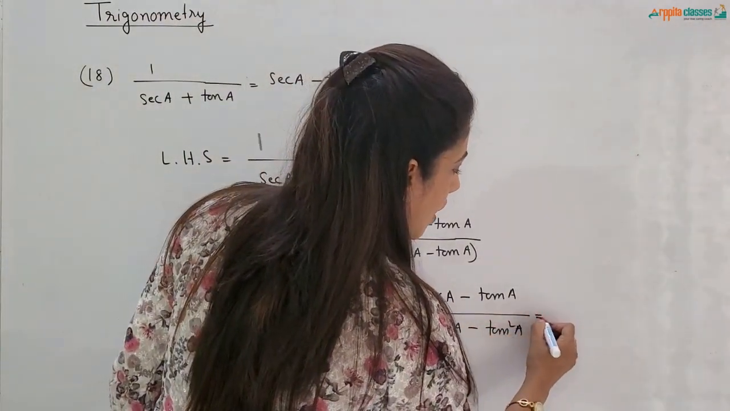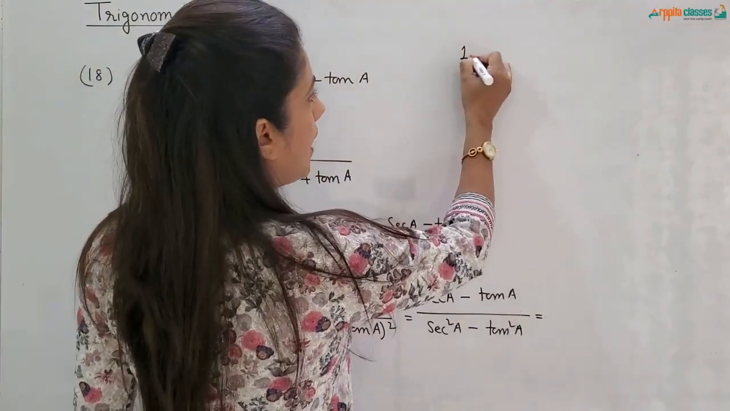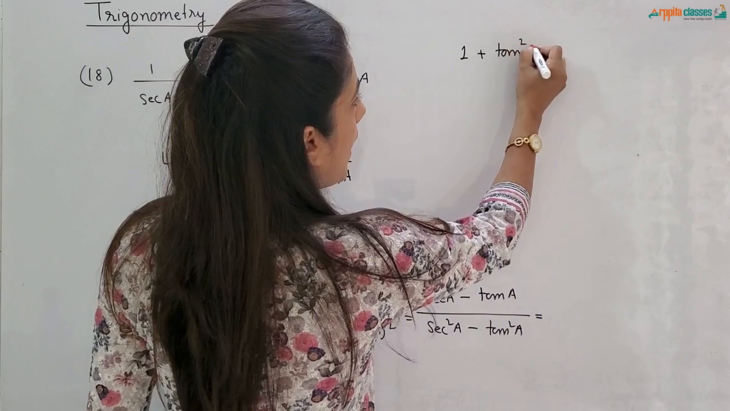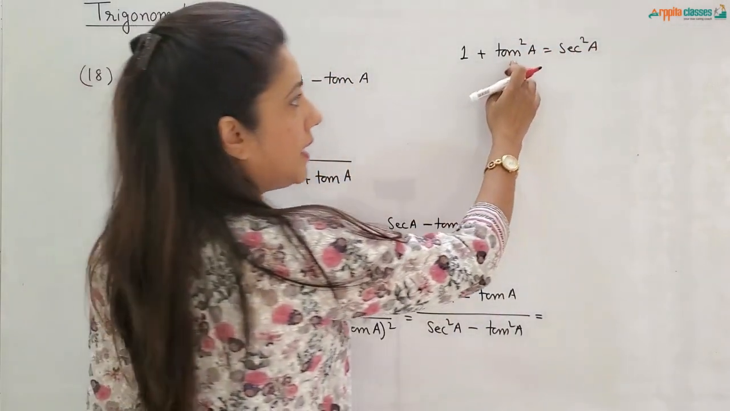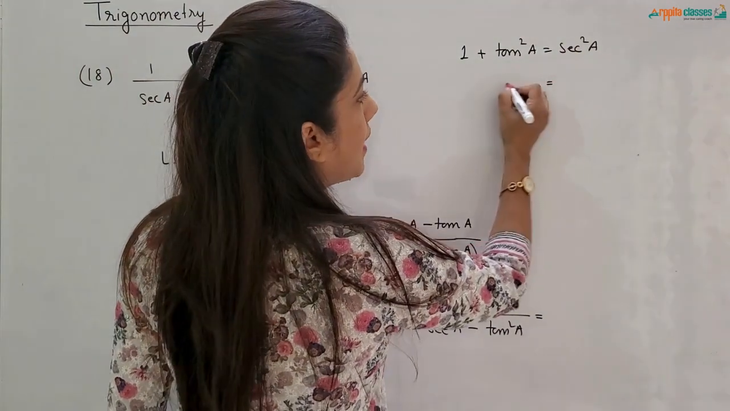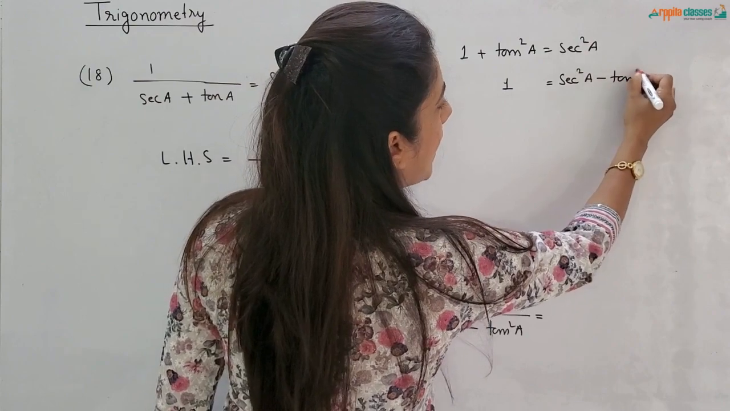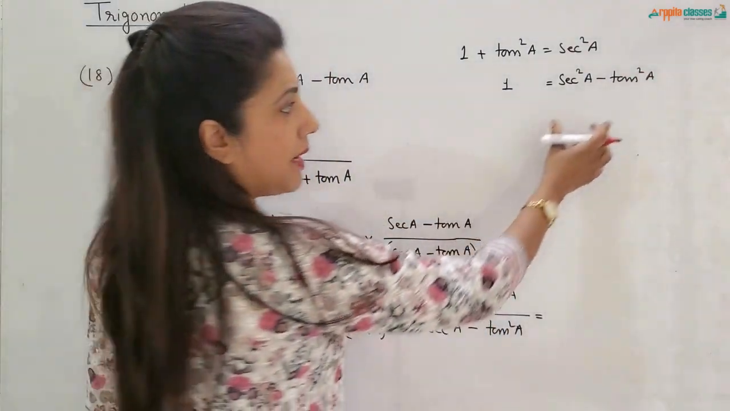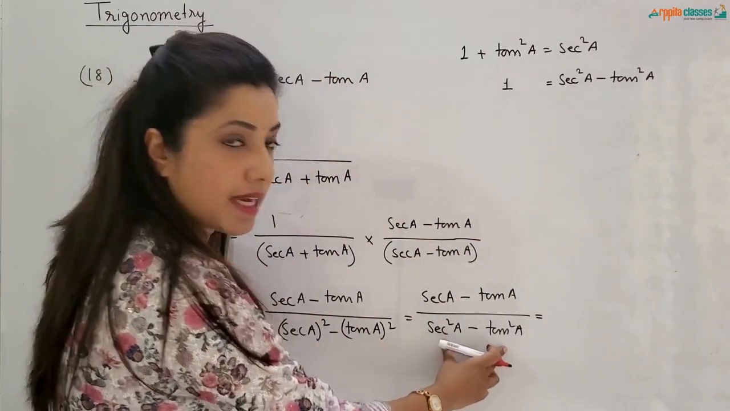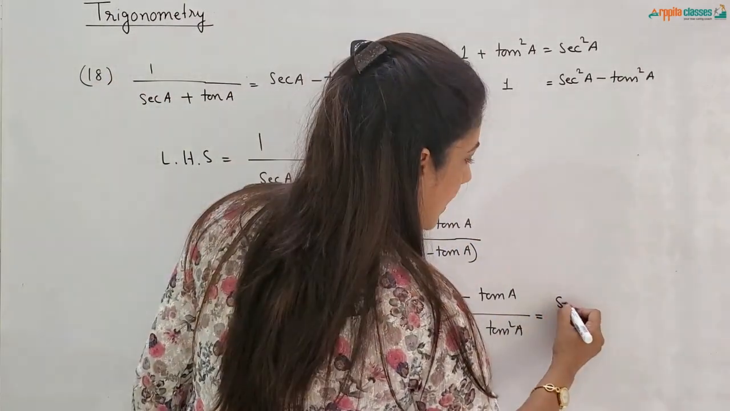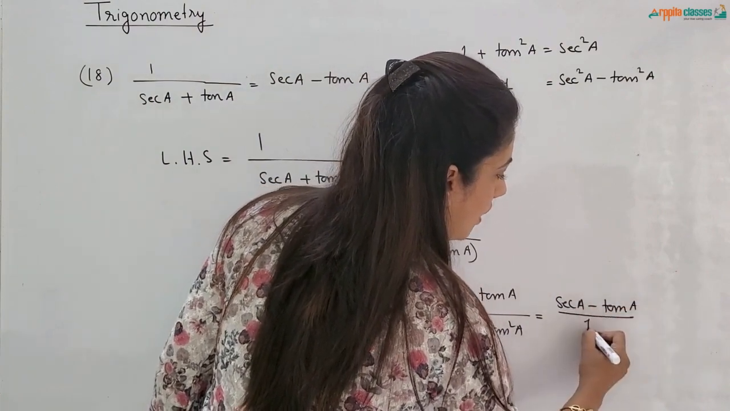square a. Now if you remember, the second identity was 1 plus tan square a is equal to sec square a. So if I take tan square a to this side, I will be getting 1 is equal to sec square a minus tan square a. That means in place of sec square a minus tan square a, I can write 1. So sec a minus tan a in the numerator divided by 1.